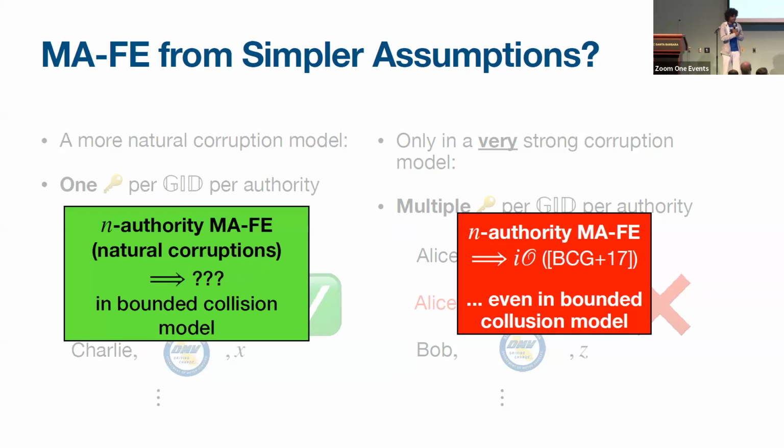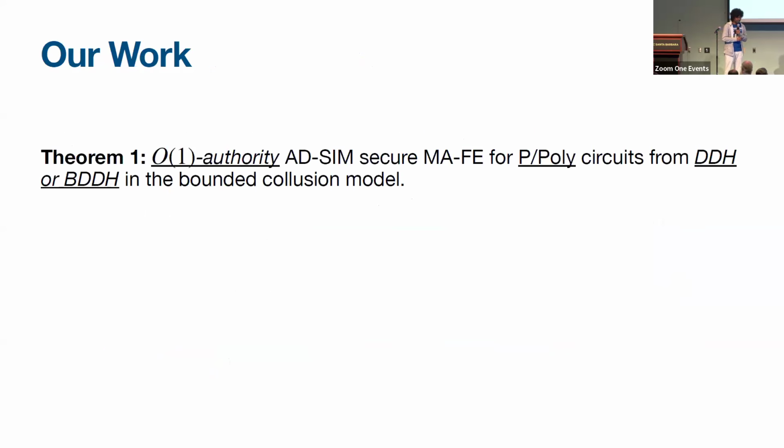But what about MAFE schemes with these natural corruptions? Can we construct this from simpler assumptions? This is the main goal of our work. And we show that, yes, we can construct this object from simpler assumptions. We construct a constant authority MAFE scheme for general circuits from simpler assumptions such as the decisional Diffie-Hellman, not the DDH from the previous talk, but the DDH assumption and its bilinear variant.